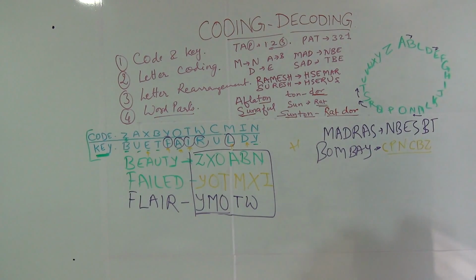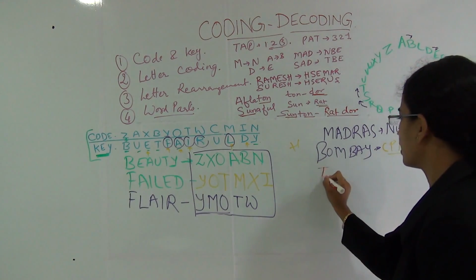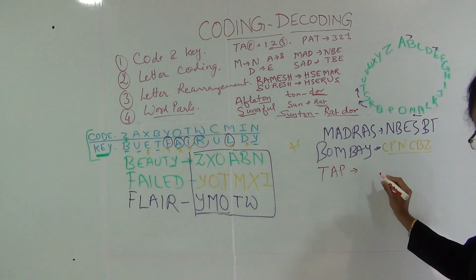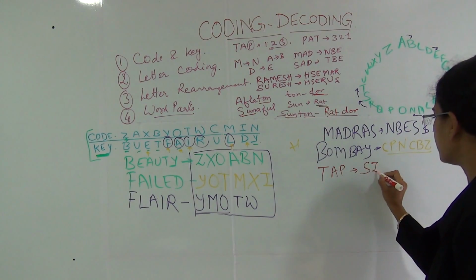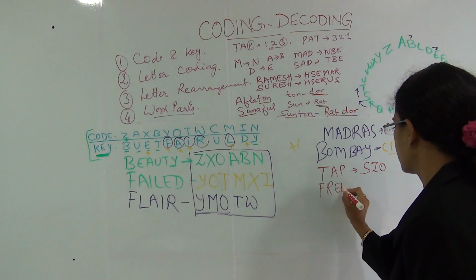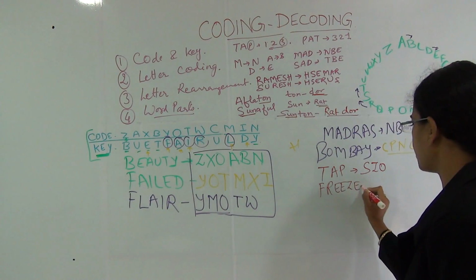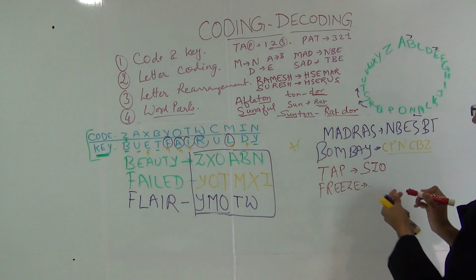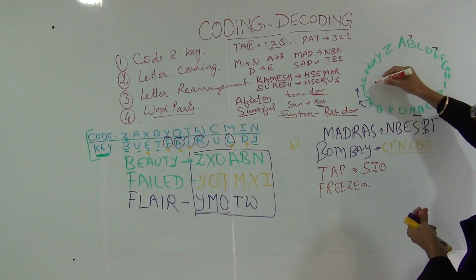Now we have the next question under letter coding. If TAP becomes SZO, what would freeze become? So in this, T becomes S. So I am moving backwards.